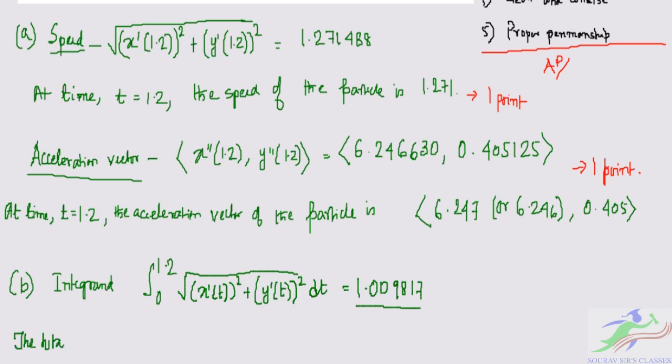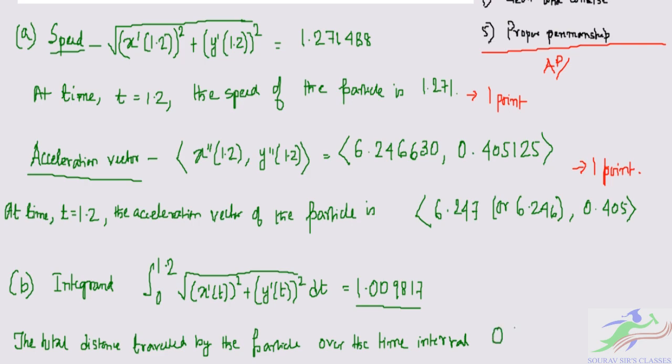The total distance traveled by the particle over the time interval 0 less than or equal to t less than or equal to 1.2 is, we can write it as 1.010.